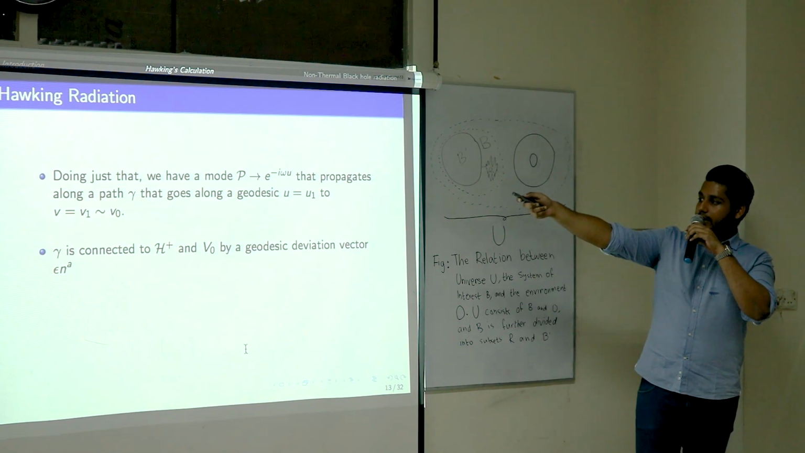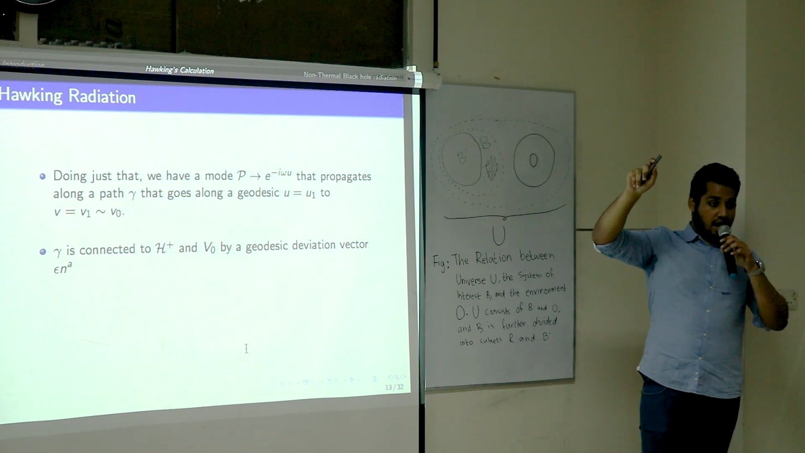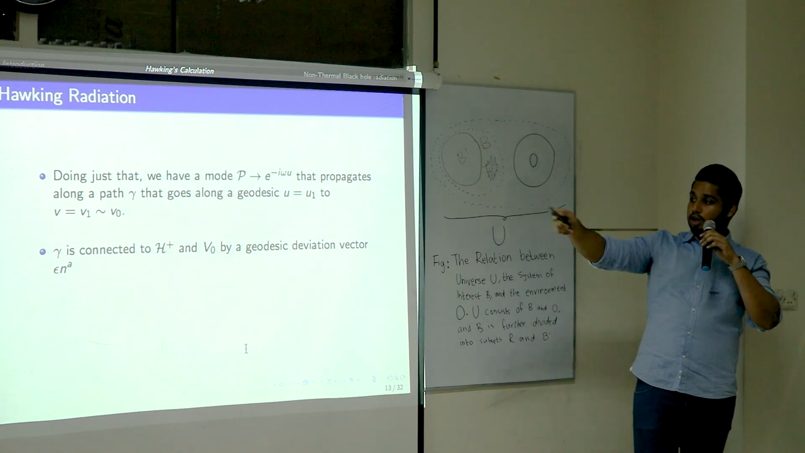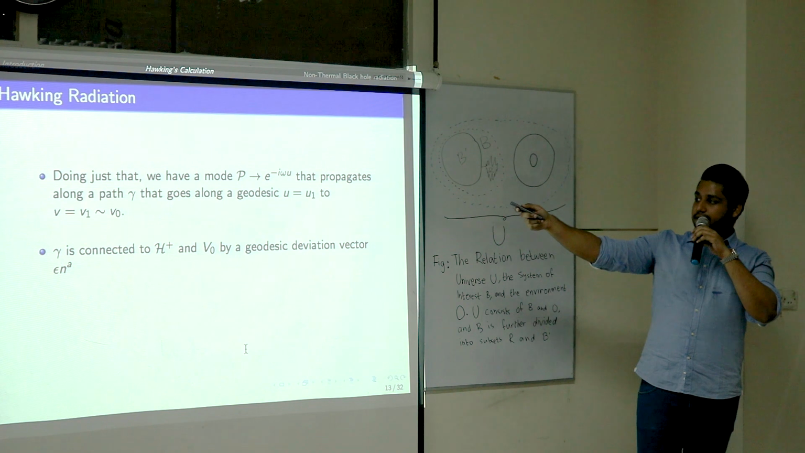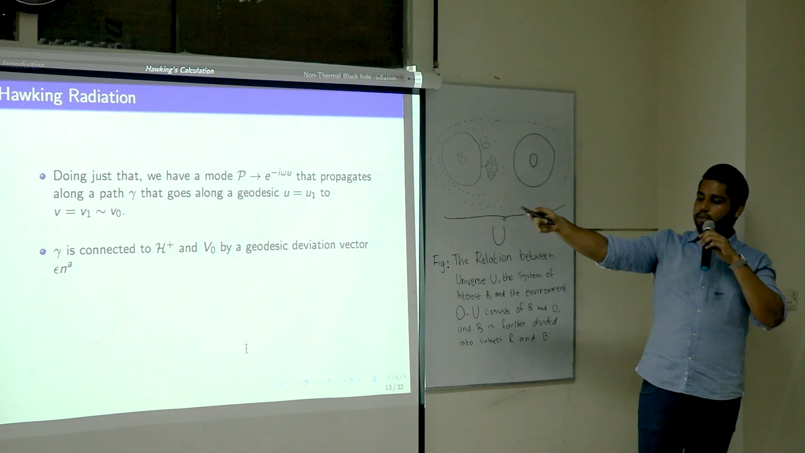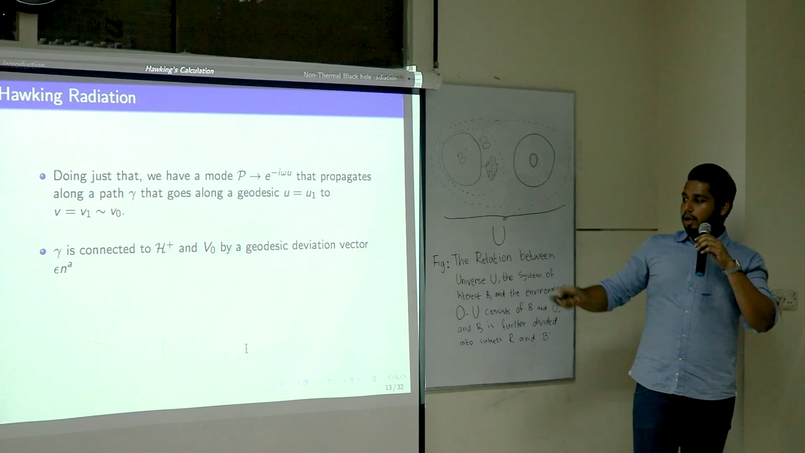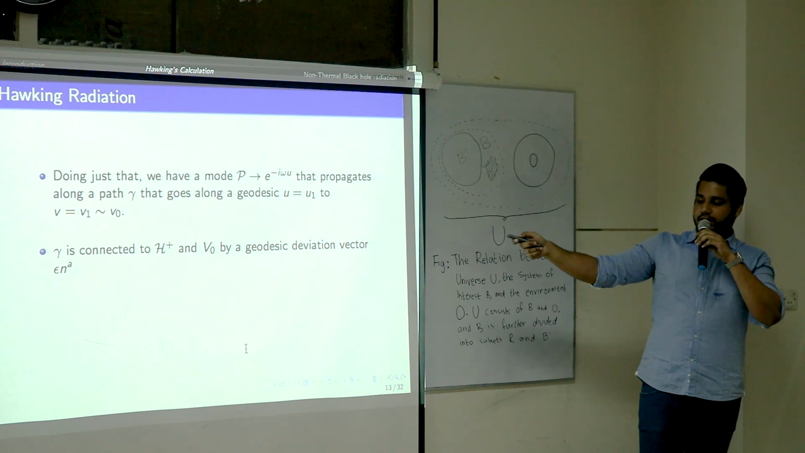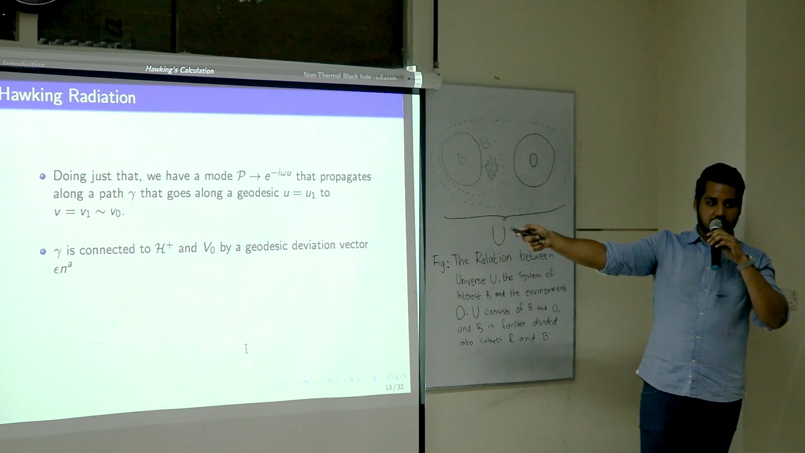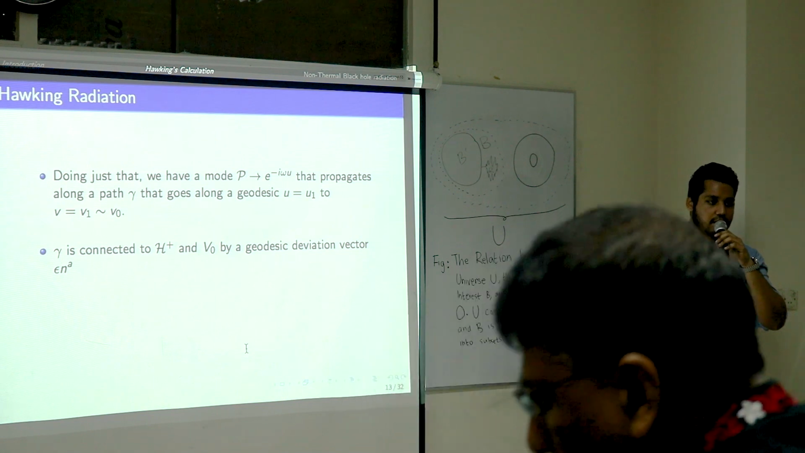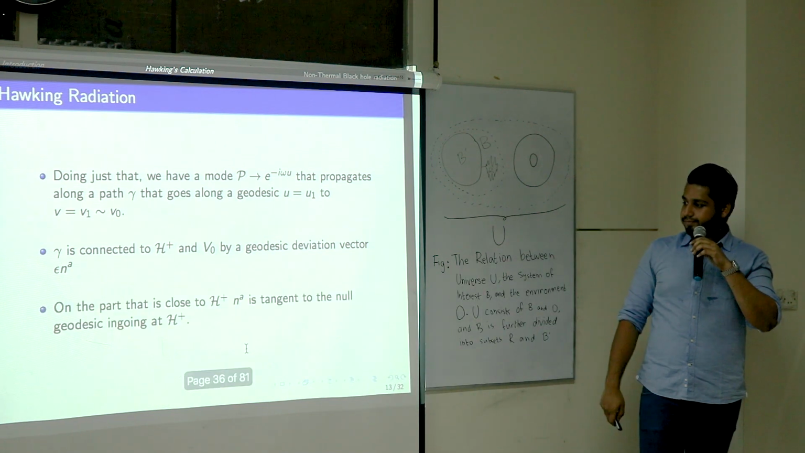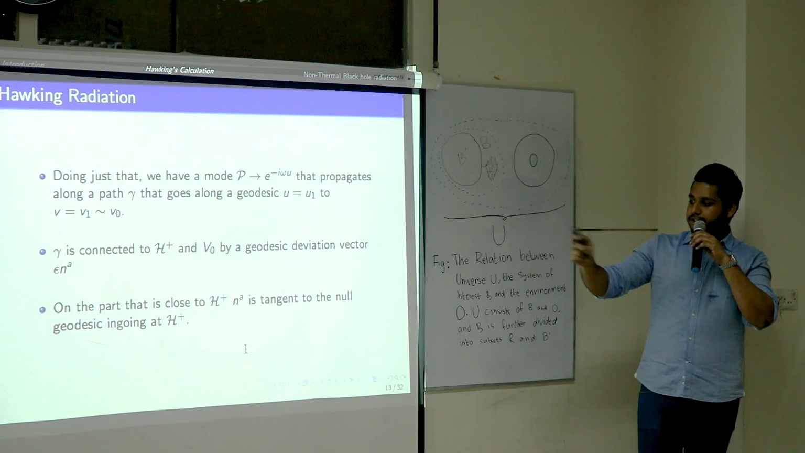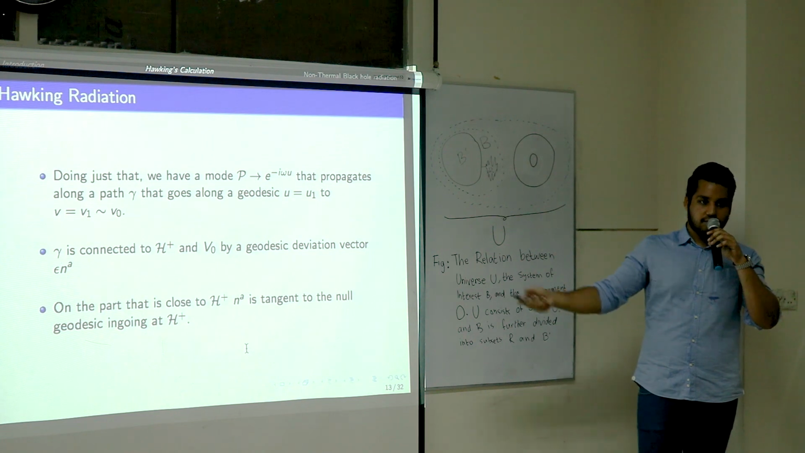We have a mode P e to the power minus i omega u, which, as you might remember, was at positive null infinity, propagating backwards along a path gamma that goes along a geodesic u equals u1, v equals v1, which can approximately be taken to be v0. Here, gamma is connected to the black hole horizon by a geodesic deviation vector epsilon n to the power a, where epsilon is always positive and infinitesimal. And on the part that is close to H plus, n^a is tangent to the null geodesic ingoing at H plus, which is the black hole horizon.